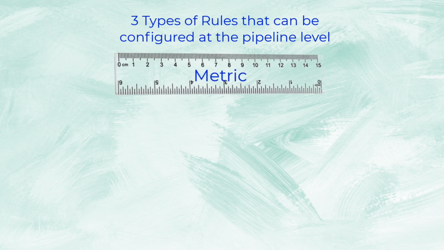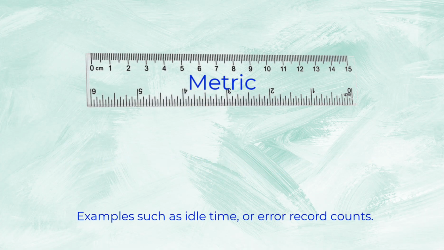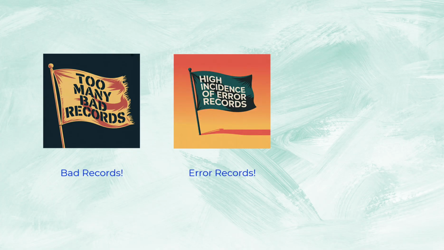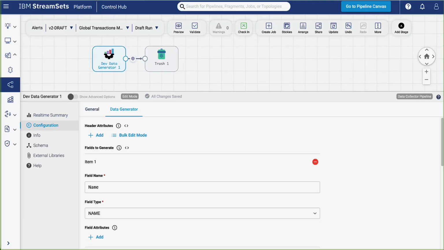Metric rules are used for gathering statistics about the pipeline and can be set for statistical thresholds. Examples such as idle time or error record counts. Too many bad records could be alerted. So, a threshold can be set for a specific number of bad records, error records, or system-related issues such as memory limit exceeded. To demonstrate a metric rule, here's a simple pipeline with some generic data.